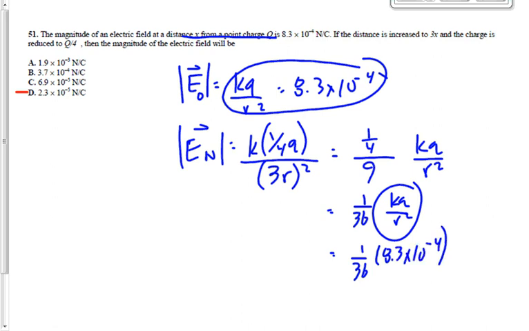I think when you divide 8.3 by 36, you end up getting D, 2.3 times 10 to the minus 5 newtons per coulomb. Make sense?